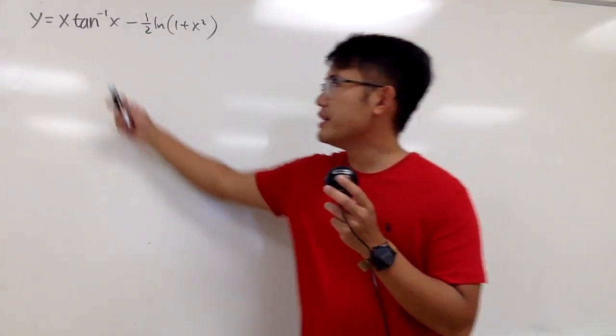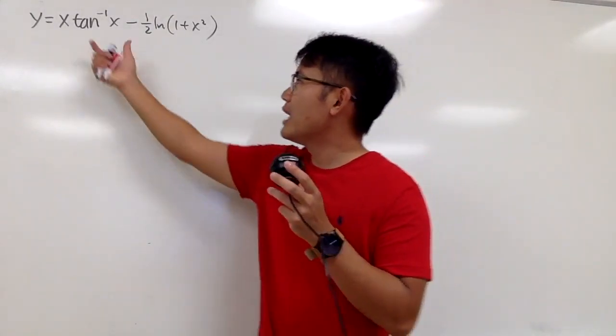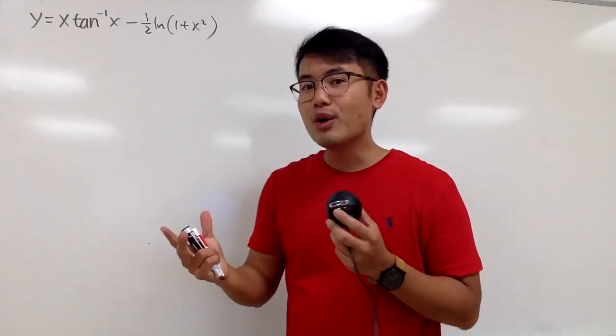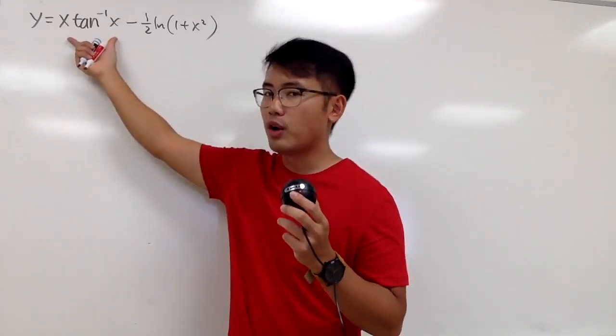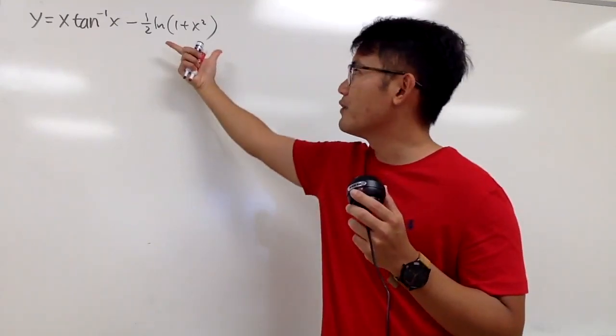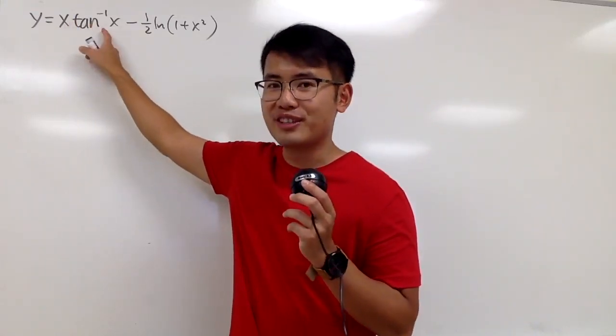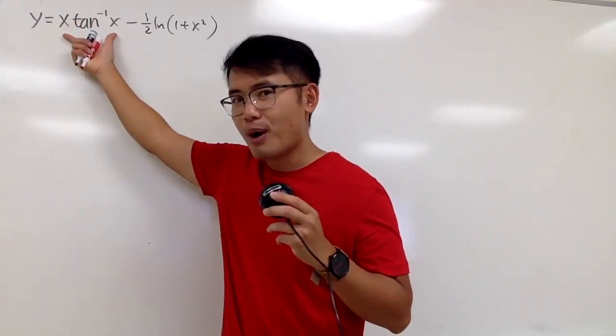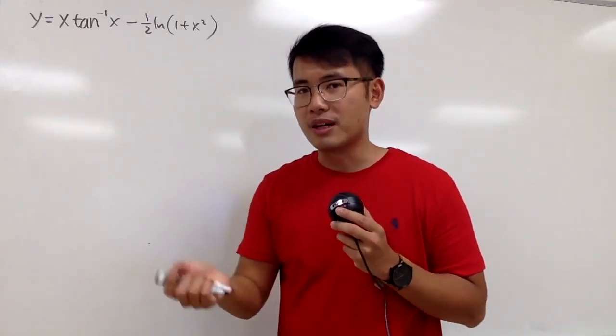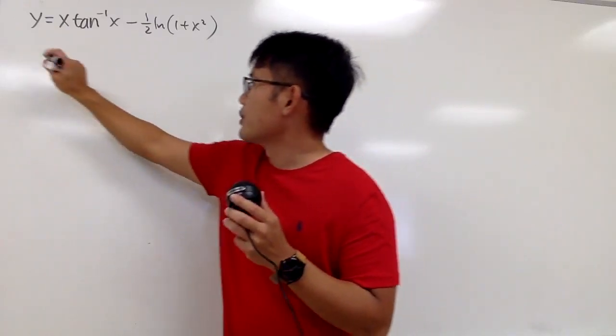Okay, we'll be differentiating this function, and notice we have this minus that. So we just have to differentiate the first and then minus the derivative of the second. And here we have x times inverse tangent x. So to differentiate the first part, we will have to use the product rule.